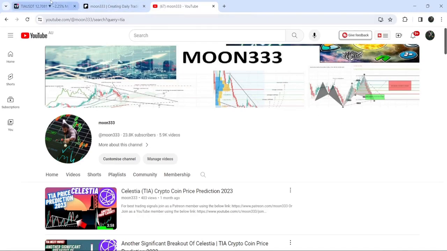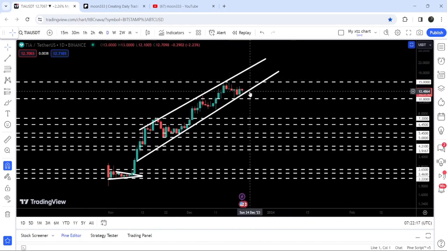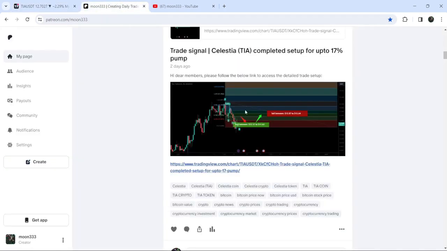TIA has formed another rising wedge pattern on the daily time frame chart, and right now you can see it is testing the support of this wedge. And in today's video, we will analyze this move. I would also like to share with you my most recent trade signal for TIA that I shared almost 2 days ago with my members. And so far, this move has produced almost 18% pump.